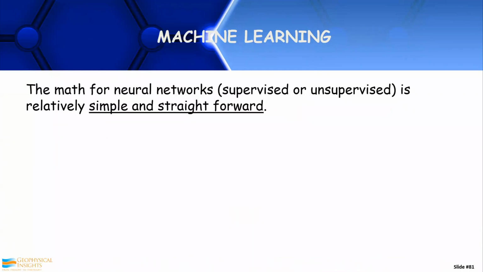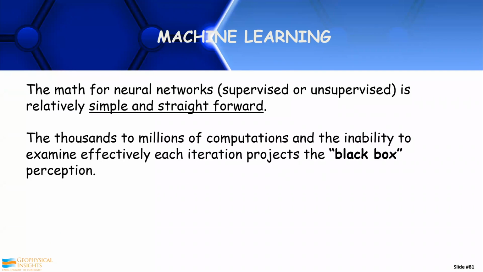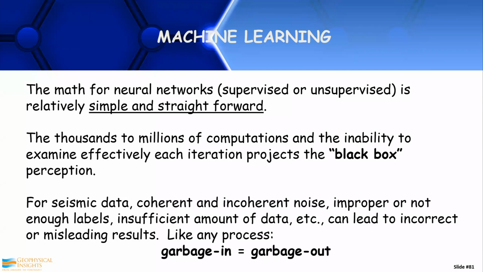So some other considerations on machine learning. The math has been out there in the literature for 40 or 50 years. It's straightforward. However, there are thousands to millions of computations, and this does make people think that machine learning is a black box. So an experienced interpreter, we all know that for seismic data, we have incoherent and coherent noise. You may not have enough labels. You may not have enough data. So if you do a poor job, like any process, you can get garbage in and garbage out.